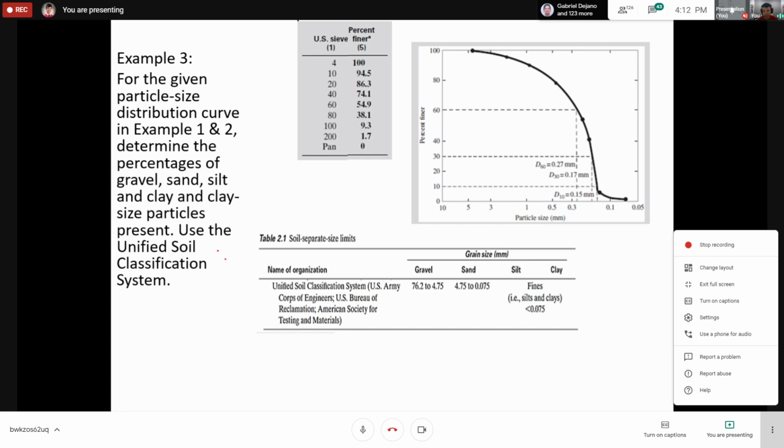Okay, so let's try to determine the differences of the soil particle sizes. So determine the percentage of gravel, sand, silt, and clay using the unified soil classification system. Since this is something to memorize, let's cheat a little. So 76.2 to 4.75, that's gravel. 4.75 to 0.075, that's sand. And the rest are silt and clay fines.